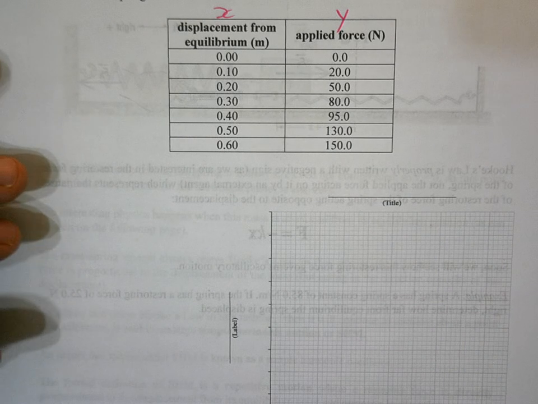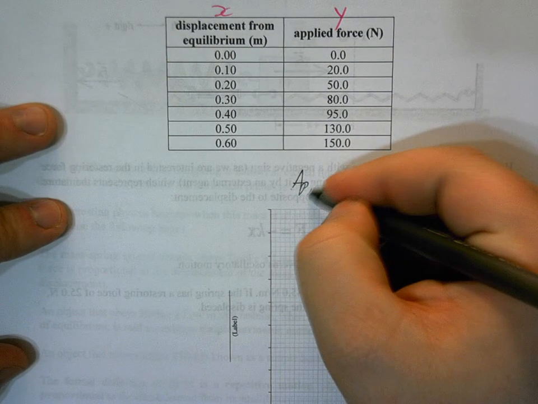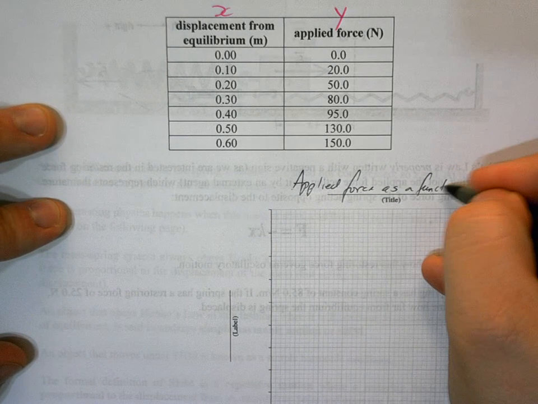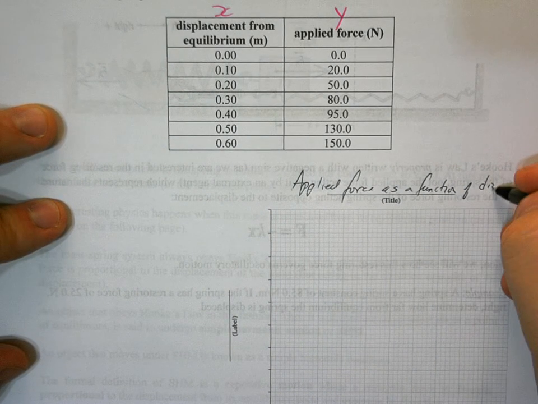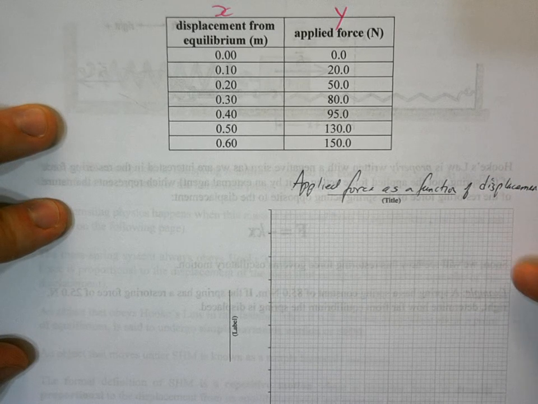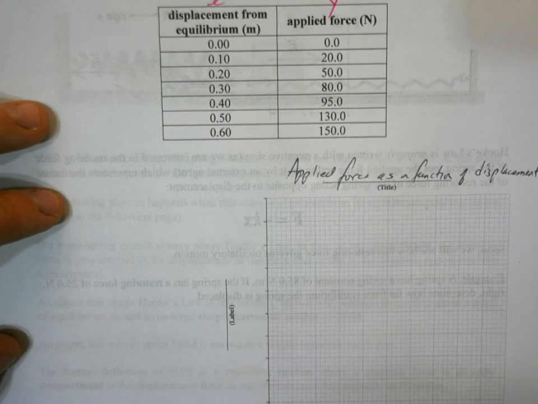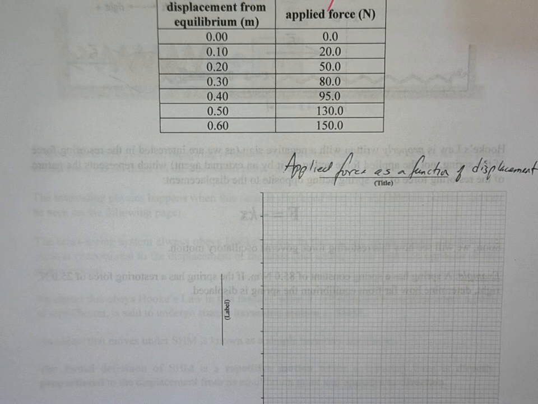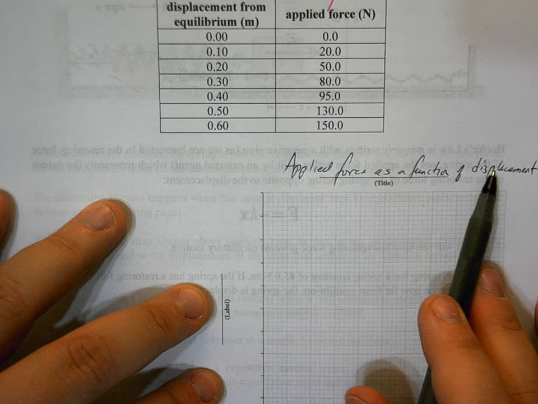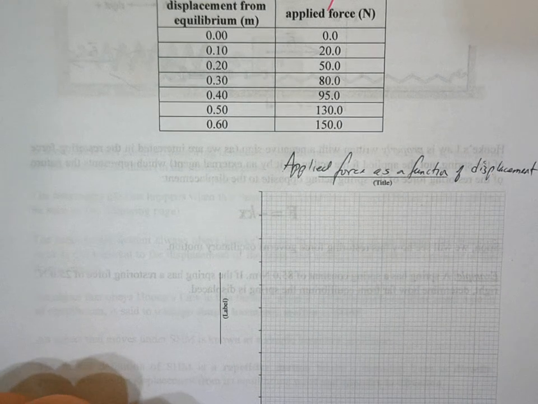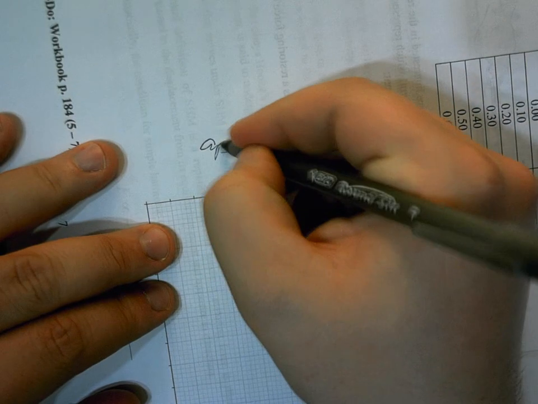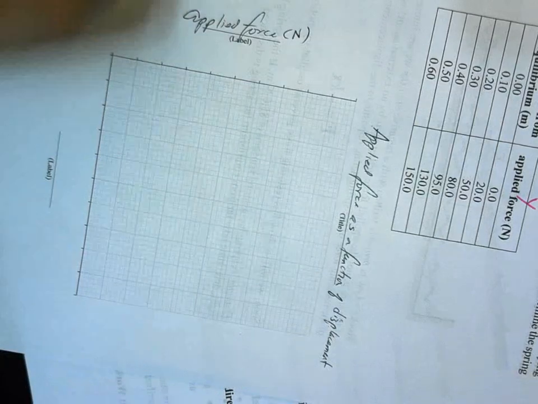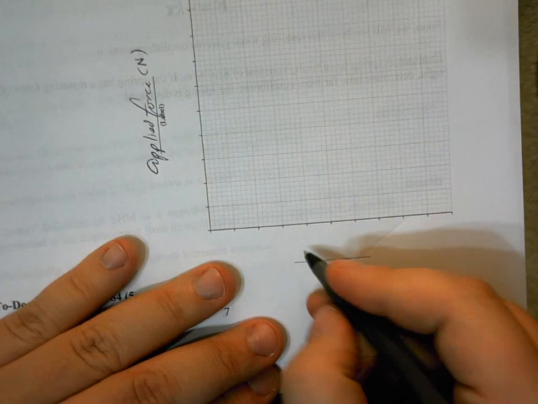Well, with graphs, first thing we should have is a title. We could say applied force as a function of displacement. I'm just going to say displacement. I'm not even going to put the words from equilibrium. Or you could put applied force versus displacement. That works as well. You just want to make sure that there's a y versus x in your title, or y as a function of x, which means on my y-axis, we're going to put the applied force in newtons, and then on our x-axis down here, we are going to put our displacement.